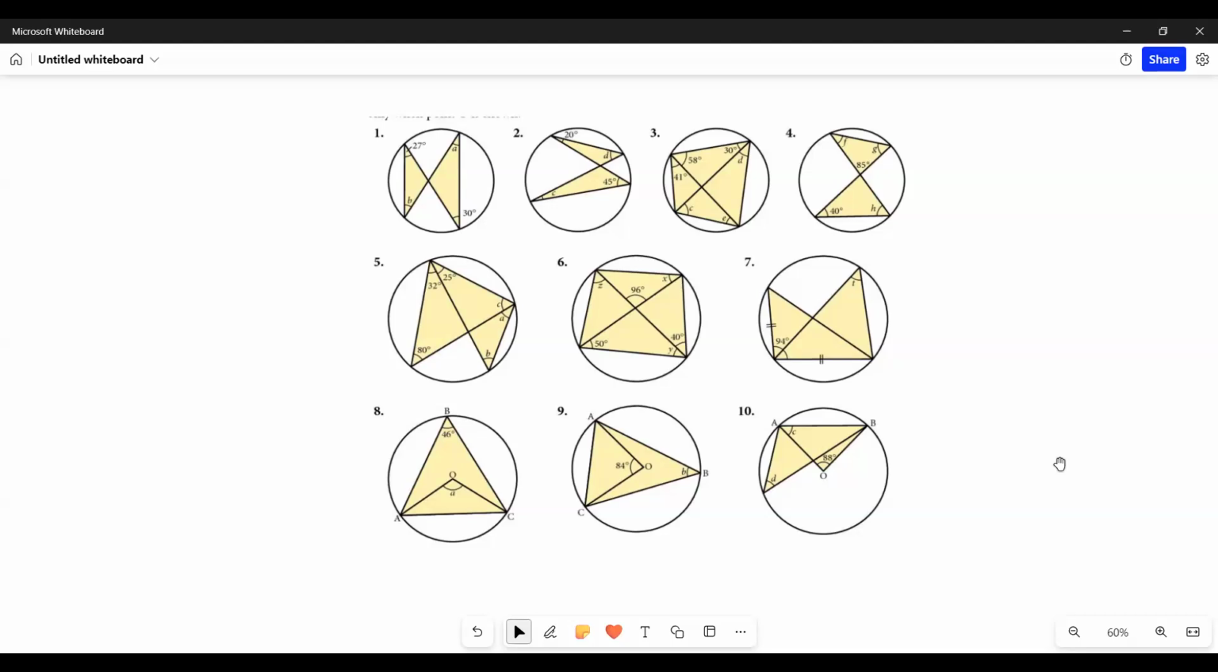Sixth. Yeah. 180 minus 50 minus 96. X and Y are 34. How did you get that? Because 96, alternate vertically opposite angles. Yes. And 180 minus 96 minus 50 gives 34. Perfect. So Y and X are the same.